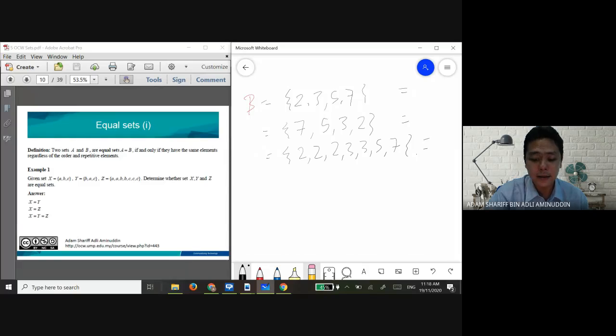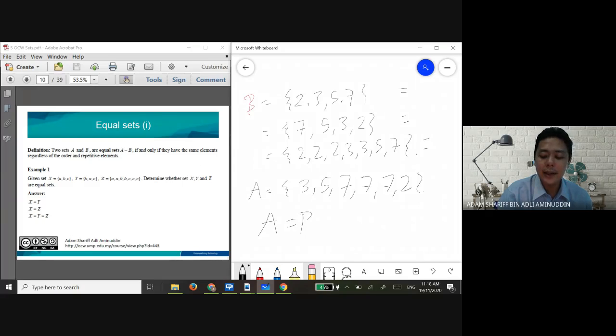All of these are the same. If I put A equals 3, 5, 7, 7, 7, 2, then A is still equal to B, and vice versa, B is also equal to A, as long as it has the same elements, regardless of the order and repeated elements. Very simple concept here, the equality of sets.